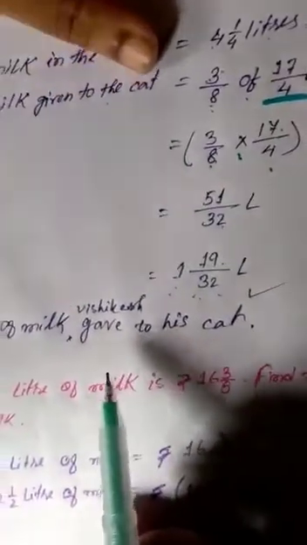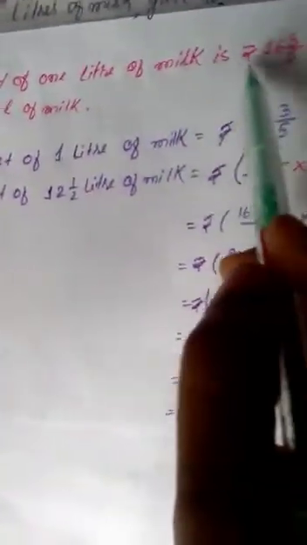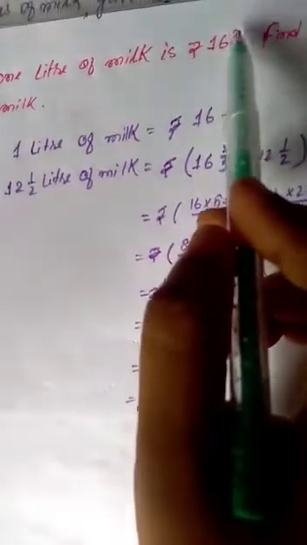All right, so now let's move to the next question. I hope this is clear to you now. Next is question number 9. The cost of 1 liter of milk is rupees 16 and 3 by 5. Find the cost of 12 and 1 by 2 liters of milk.